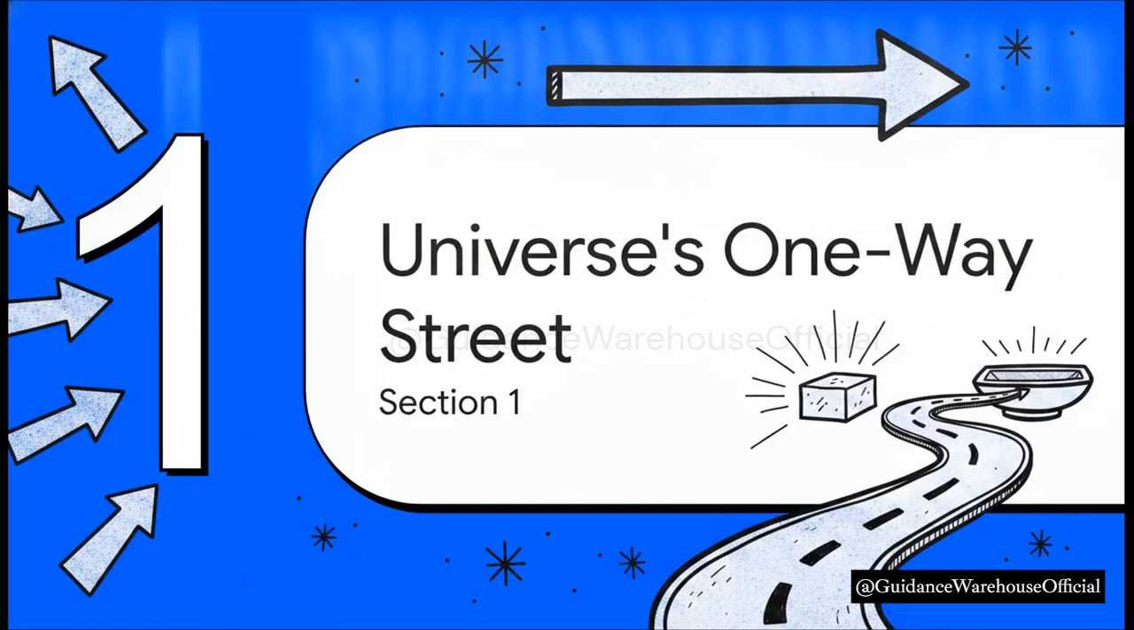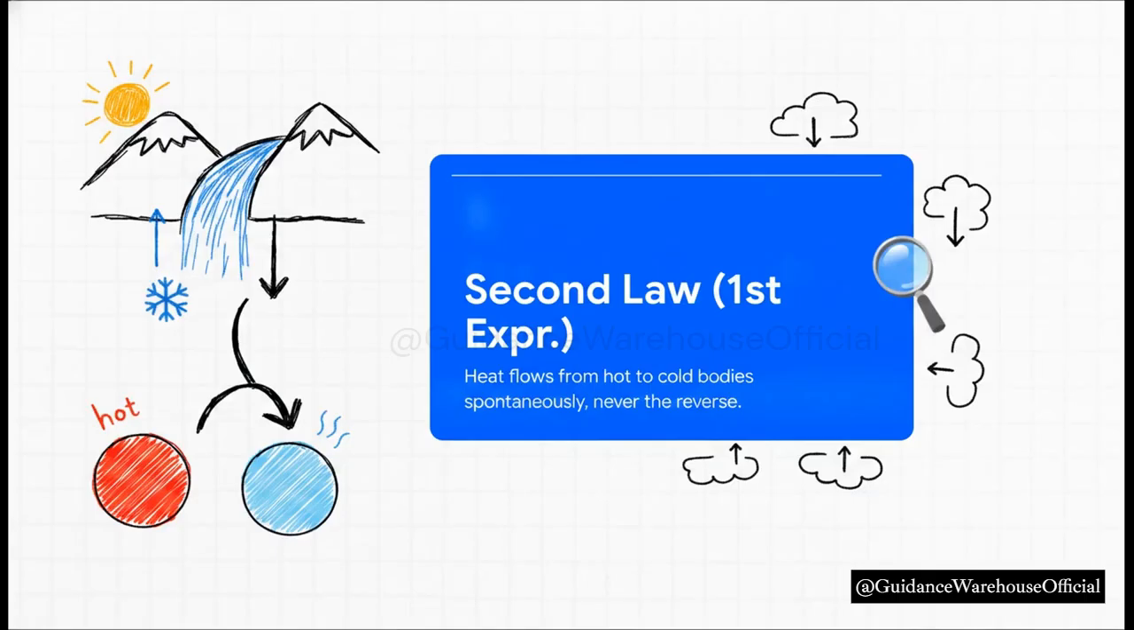Section 1. The universe's one-way street. So, nature heavily favors a specific, irreversible direction for energy flow. Here's the formal definition, the first expression of the second law of thermodynamics. It tells us that heat transfer occurs spontaneously from higher to lower temperature bodies, but never spontaneously in the reverse direction. It's kind of like water flowing down a mountain.